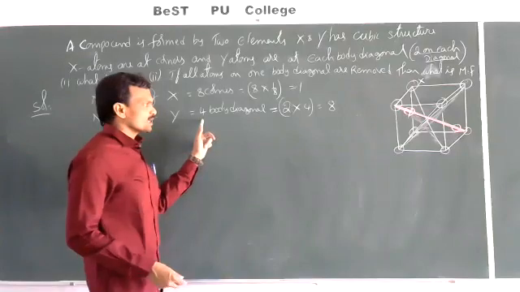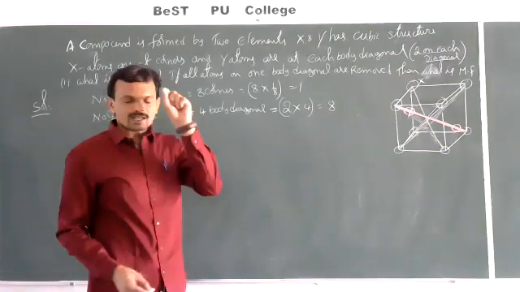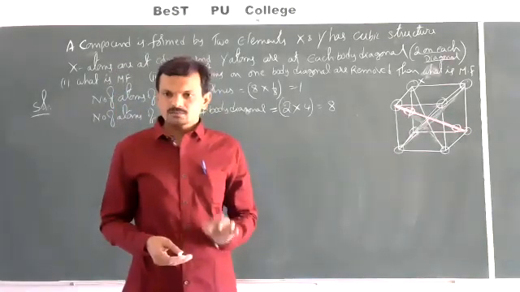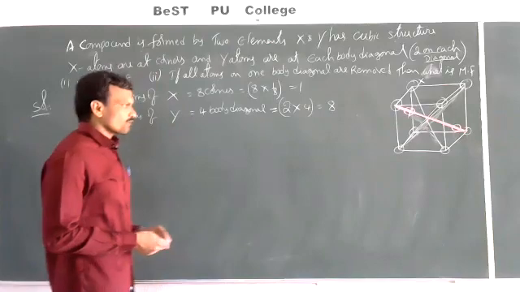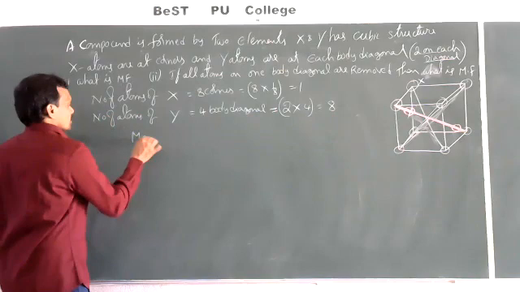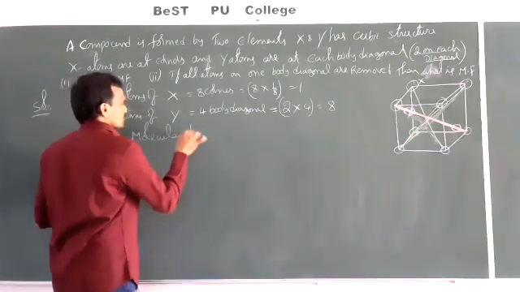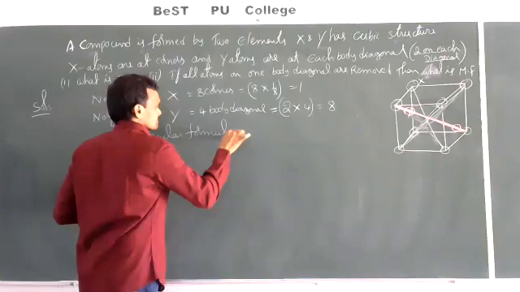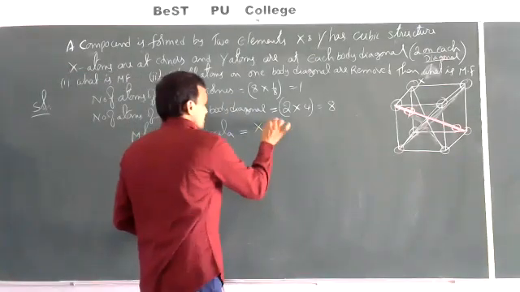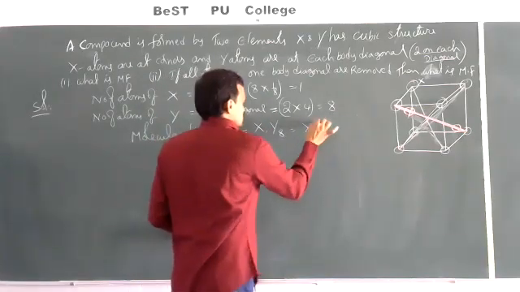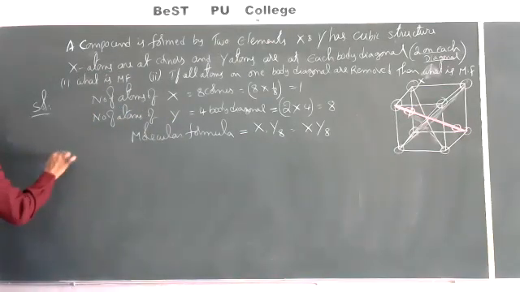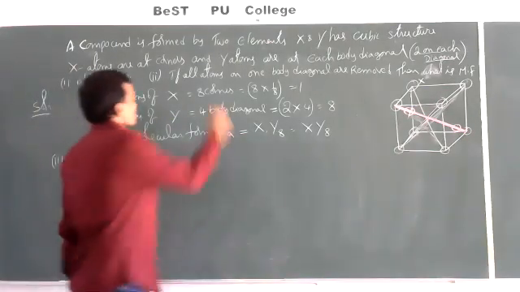4 body diagonals are there. That means 8 lattice points are there. Total particle belongs to the unit cell only. That means the number of atoms of Y is equal to 2 into 4, 8. Therefore, the molecular formula of the compound is X1Y8. This is equal to XY8. This is the molecular formula of the compound. This is the first part. Now, what is the second part here?